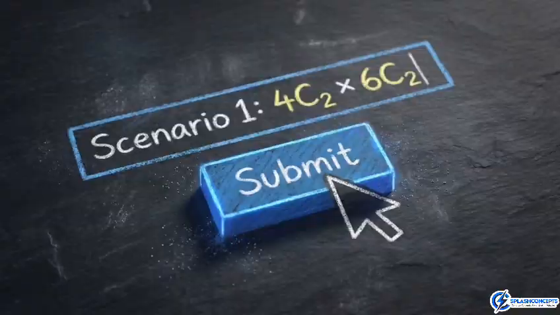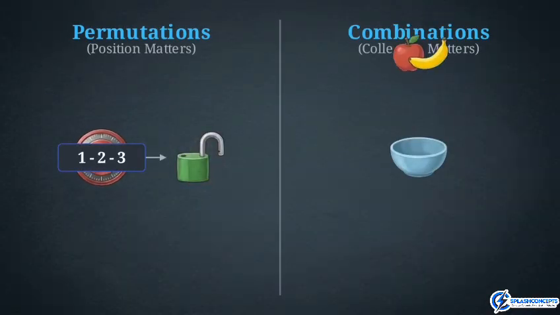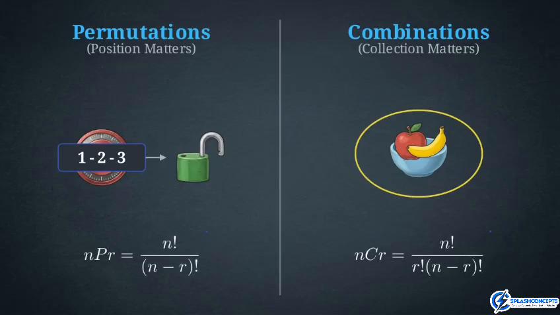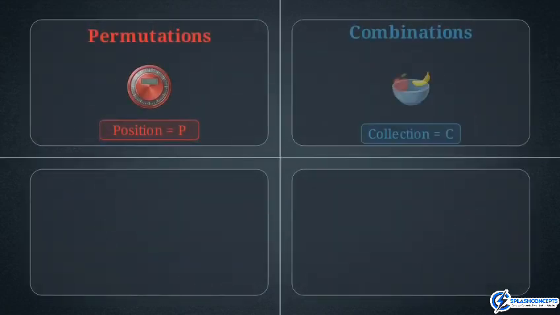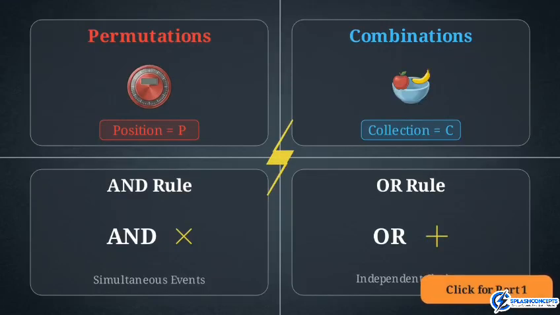Counting without listing every possibility relies on recognizing whether you are arranging items in a fixed order or simply selecting them as a group. This cheat sheet summarizes the core rules for permutations, combinations, and the fundamental principle of counting. Use these 4 quadrants as a reference for your next practice set.